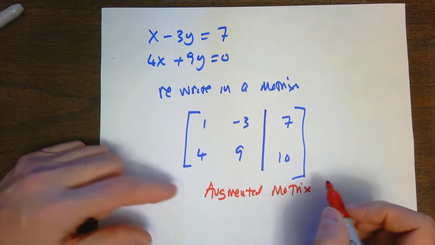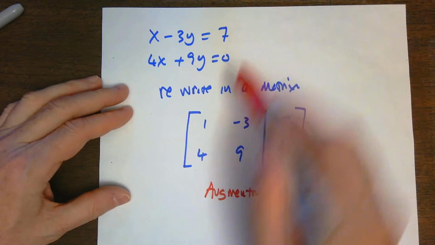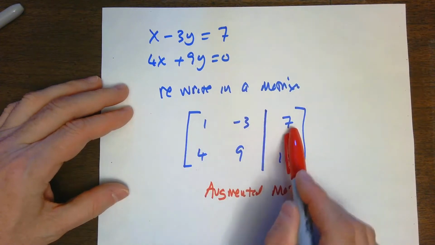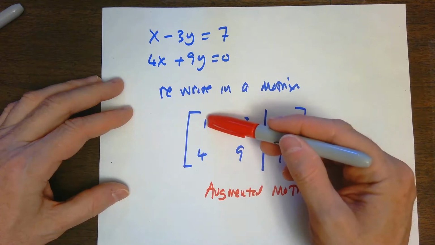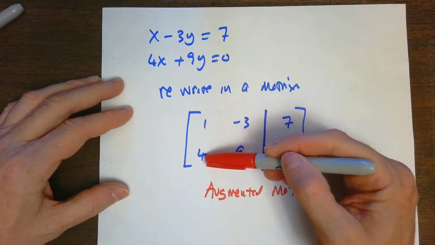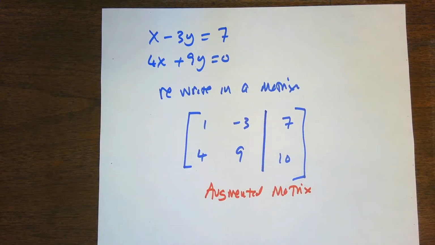matrix. Notice that the rows are the equations. 1x minus 3y equals 7, 4x plus 9y equals 10. The columns are the coefficients of the x's, coefficients of the y's, and the constants. So we can rewrite in matrix form, and we can also go the other way as well.